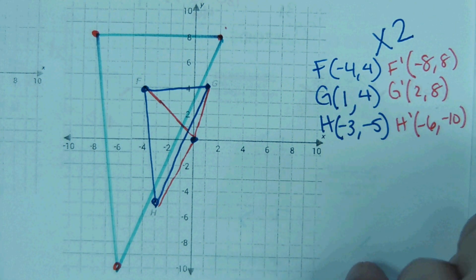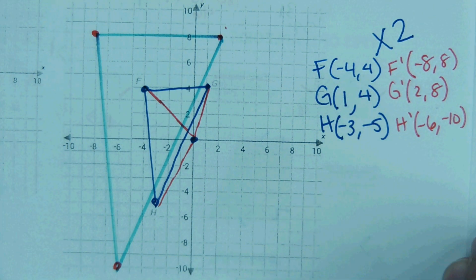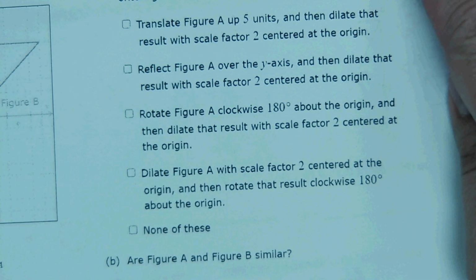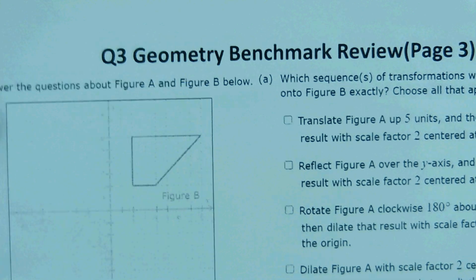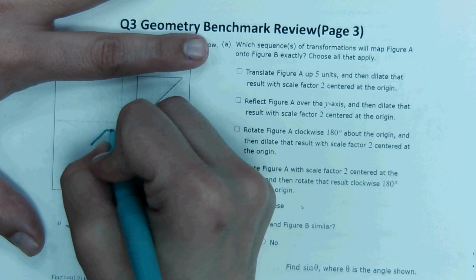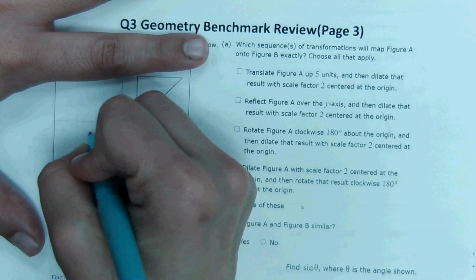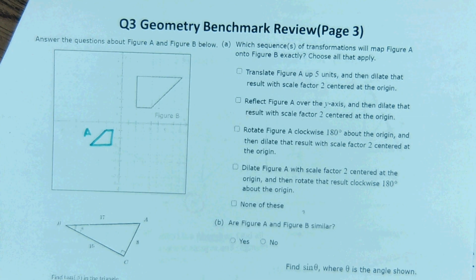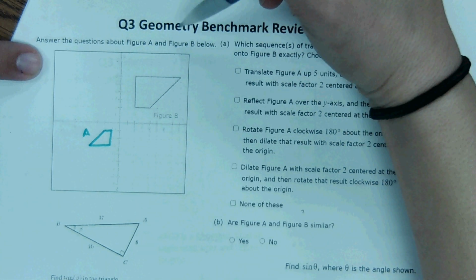Okay, last page. This one takes up a lot of space, so let me zoom out again. Okay, hard to see again. There is a trapezoid right here. This is figure A, and then this is figure B. Answer the questions about figure A and B below.